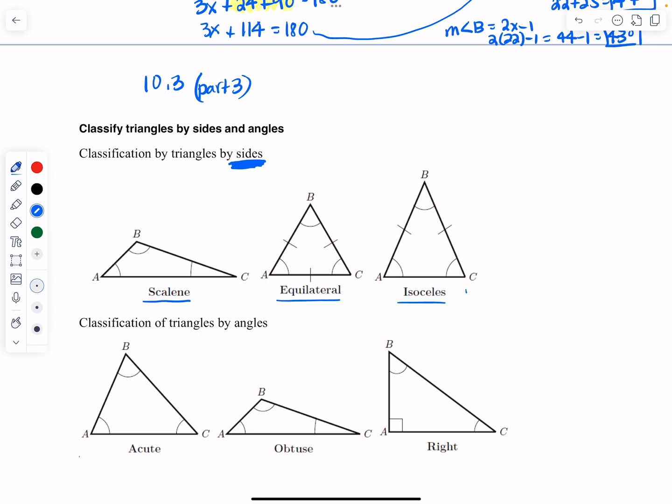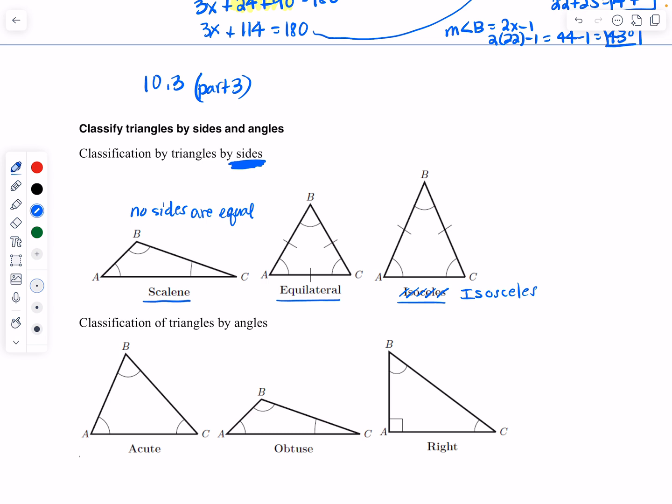And by the way, this should be isosceles, isosceles. Alright, so let's talk about scalene. Scalene means that no sides are equal. Okay, no sides have an equal measure. So we can see that AB is short, BC is long, and AC is a different measurement. So that's called scalene.